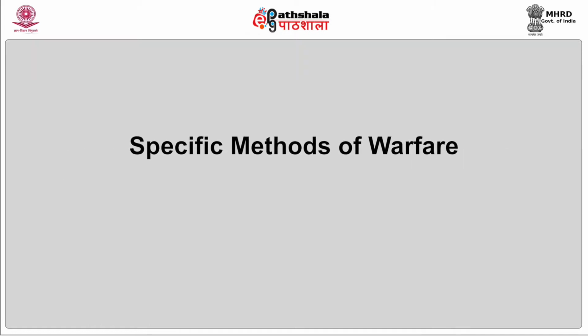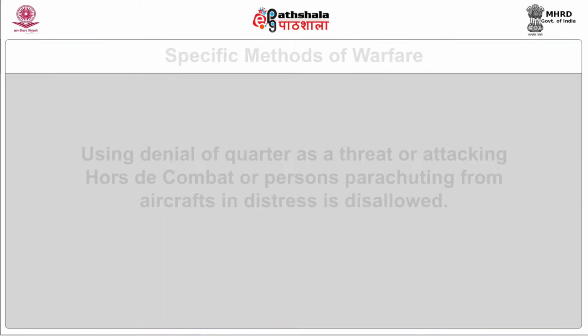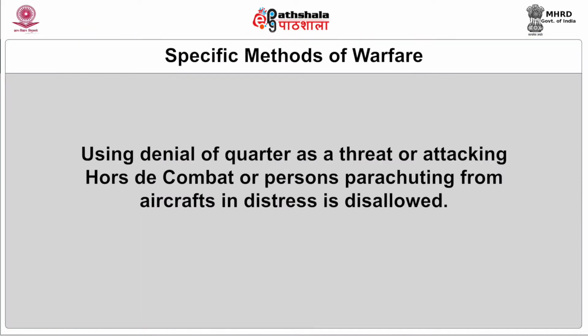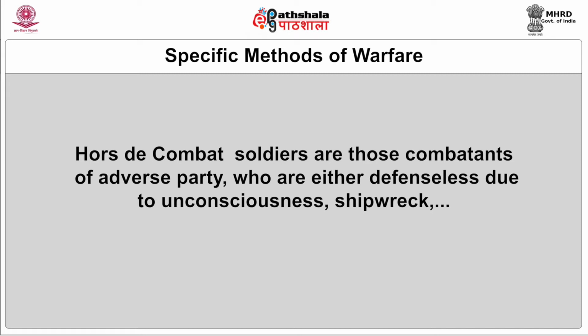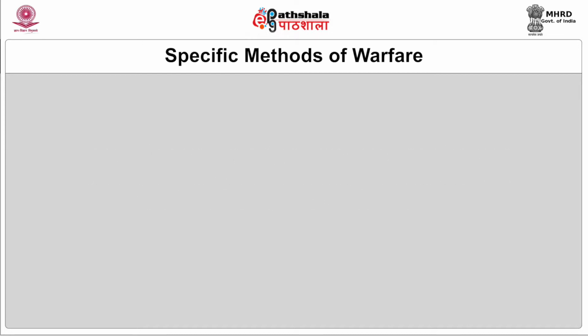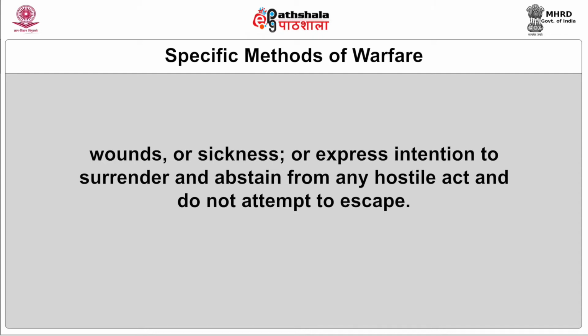6. Specific methods of warfare. There are certain methods that are prohibited to be used under an armed conflict situation. Using denial of quarter as a threat, or attacking hors de combat or persons parachuting from aircraft in distress, is disallowed. Hors de combat soldiers are those combatants of the adverse party who are either defenseless due to unconsciousness, shipwreck or sickness, or express intention to surrender and abstain from any hostile act and do not attempt to escape.